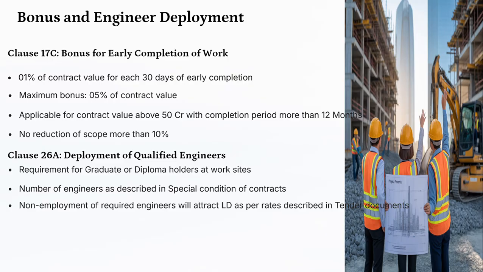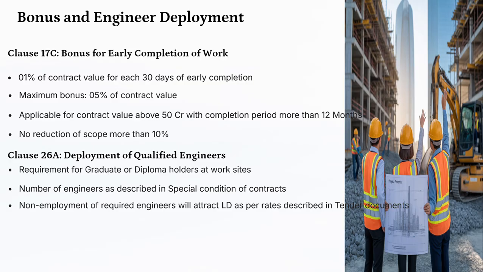Bonus and engineer deployment. Clause 17C. Bonus for early completion of work. 1% of the contract value for each 30 days of early completion. Maximum bonus 5% of the contract value. Applicable for contract value above 50 crore with completion period more than 12 months. No reduction of scope more than 10%. It will be applicable only when the scope is not reduced more than the 10%.